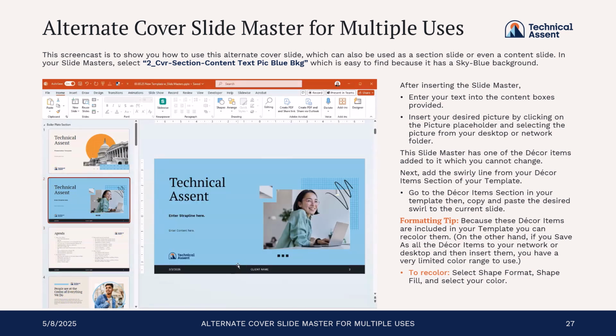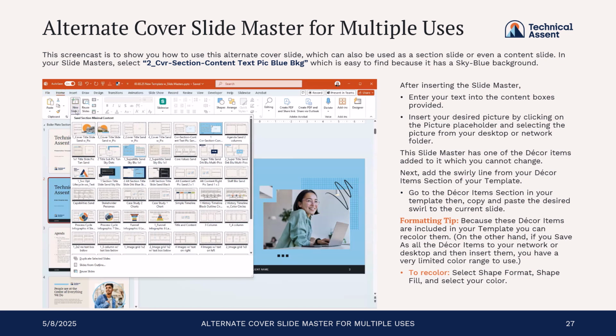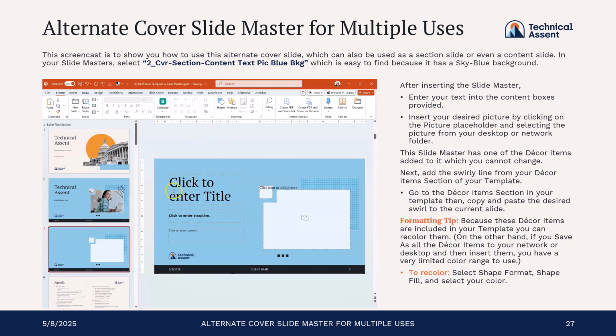This screencast is to show you how to use this alternate cover slide, which can also be used as a section slide or even a content slide, depending on how you use the content holders. First, go to Home and insert New Slide. Select Cover Section Content Text Pick Sand background, which is easy to find because it has a sky blue background. Once again, enter text into the content boxes provided.